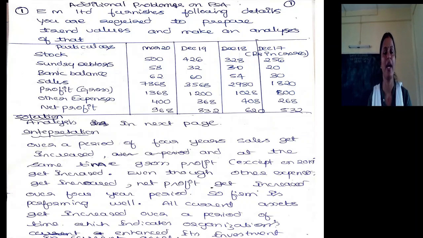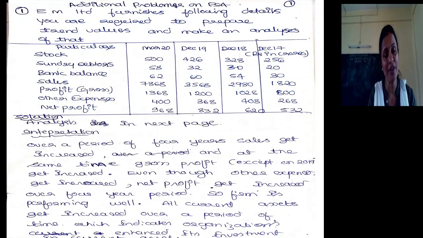What information do we have? We have information on stock, sundry debtors, bank balance, sales, gross profit, other expenses and net profit from December 2017 to March 2020. Rupees are given in terms of crores. From this information, we need to prepare trend analysis.